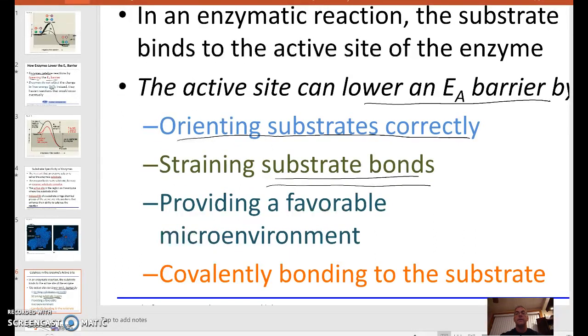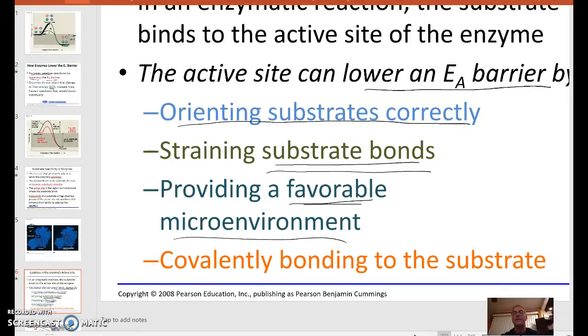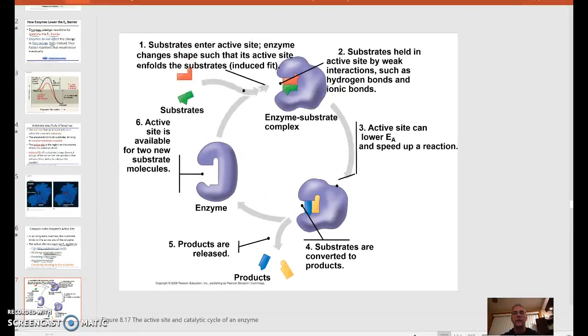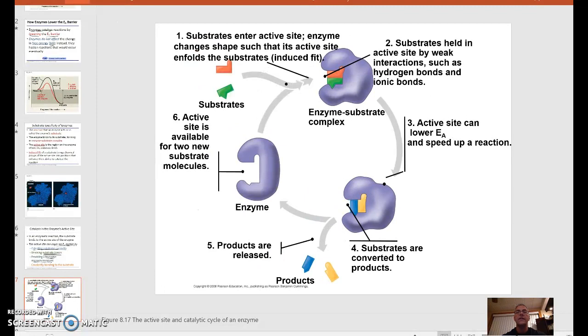We're going to find that in some of these instances, the pH may be optimized in a lower range than what can be achieved in the cytoplasm. So by creating a microenvironment, that gives you favorable opportunities for this chemical reaction to take place. We also see the possibility of having covalent bonding to the substrate. So all of those things, and when you look at this graphic right here, we're going to see that the first thing we do is we induce the fit. We have substrates that are held in there by weak different types of interactions. We have hydrogen bonds and we have the ionic bonds that are playing a role.